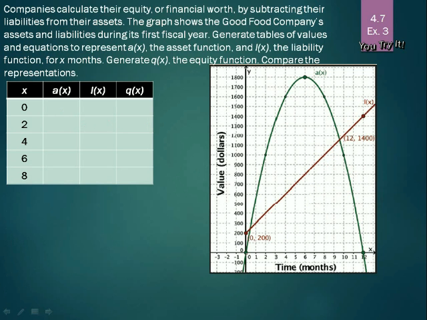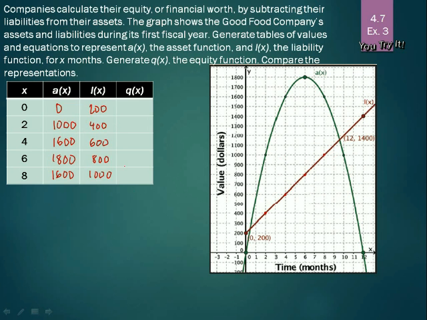So with our table here, we see for A of x, it's a parabola. Our first point is at 0, 0. And then we have 2, 1,000, just looking at the points they give us. And then so on. I'm just going to fill in the rest here. And then with L of x, the y-intercept starts at 0, 200. And then at 2, it goes to 400, 4, 600, 6, 800, and 8, 1,000. So just filling those in.